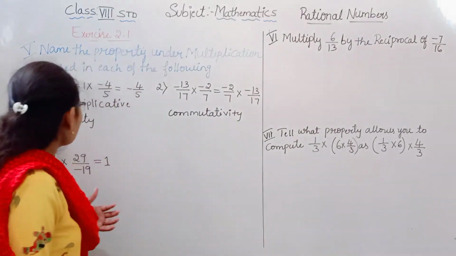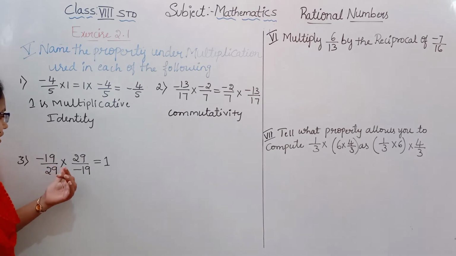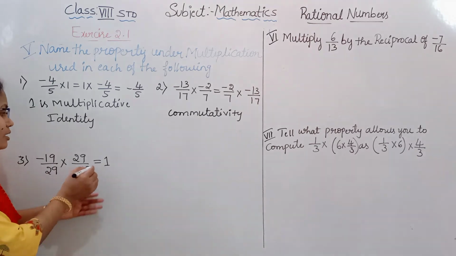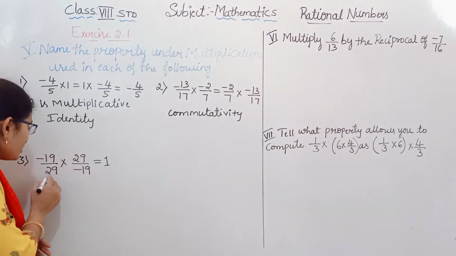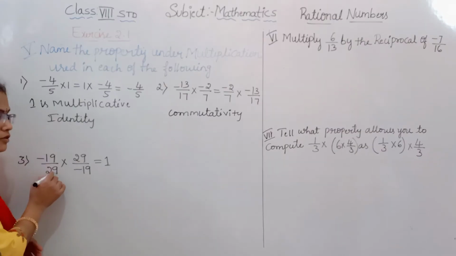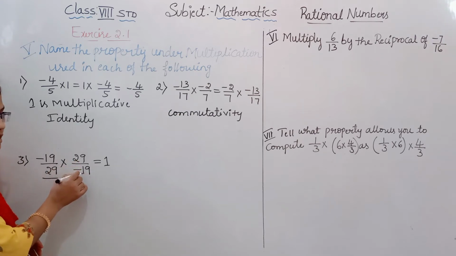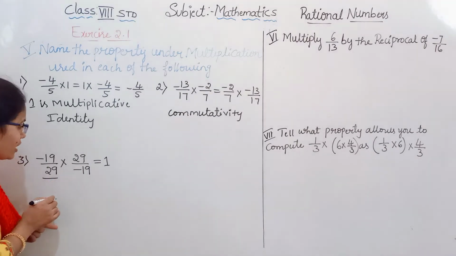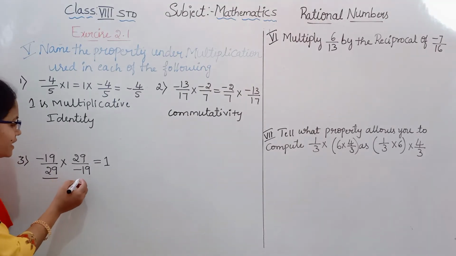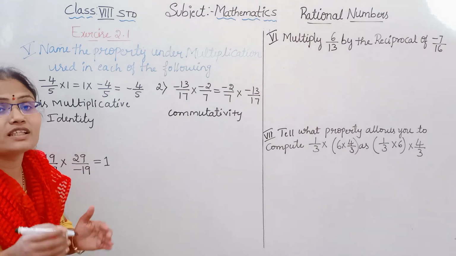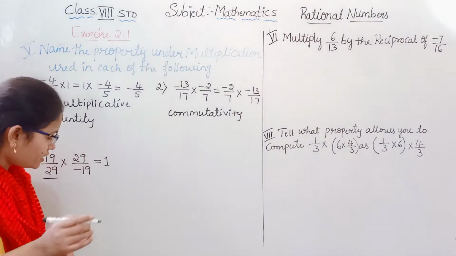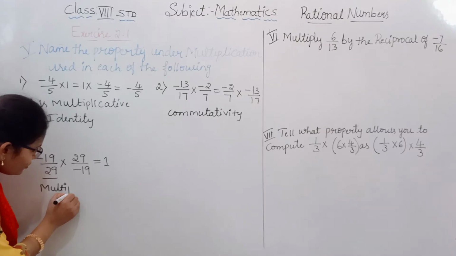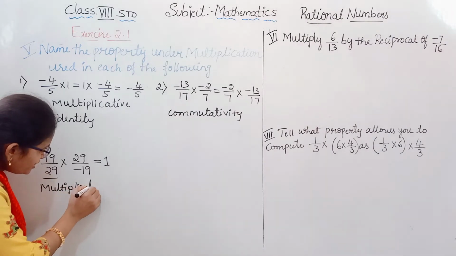Next, the third problem: -19/29 × 29/-19 equals what? The product is 1. Here, for -19/29 into 29/-19, what have they done? They have multiplied a number by its reciprocal. So which property have they used? They have used the multiplicative inverse.